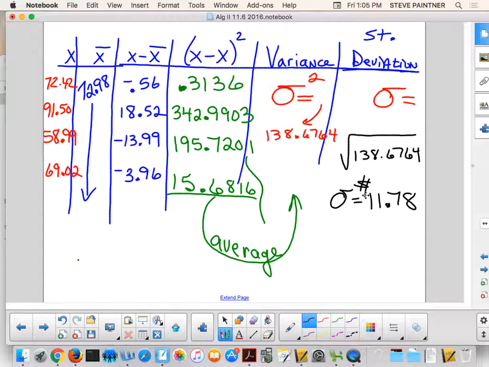I actually tested it out by rounding to the nearest hundredth, and I still got the same answer. Yep, I did too. Were you cutting off here? Yeah. Okay, so it didn't matter much. You have an answer, it's a little off of mine.